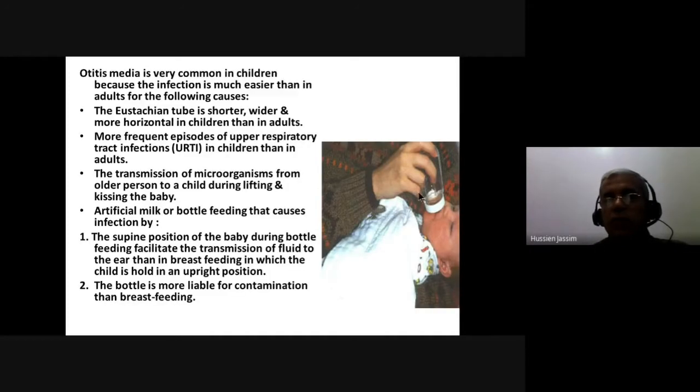Otitis media in children has a special entity. شوف ذولا الchildren، خاصة الانفنتس below 1 year, عندنا special entity because of the Eustachian tube shape. It is shorter, wider, and more horizontal in children. This is very important for transmission of infection to the middle ear. So it is more frequent. Patients at this age have more frequent episodes of upper respiratory tract infection. The transmission of microorganisms is easy in the child.